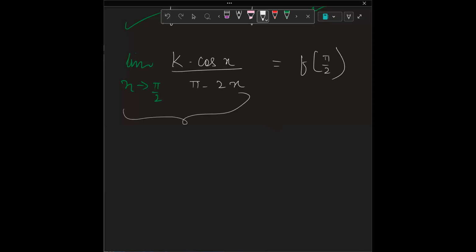Let's solve this. इसकी वैल्यू तो आपके पास 3 है, राइट? This value is 3. इसको सॉल्व कैसे होगा ये?